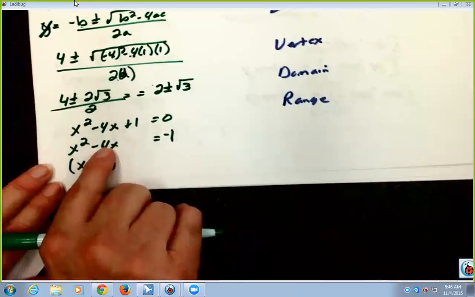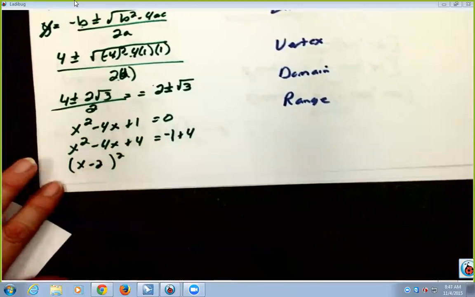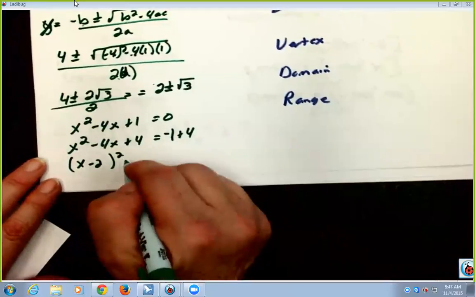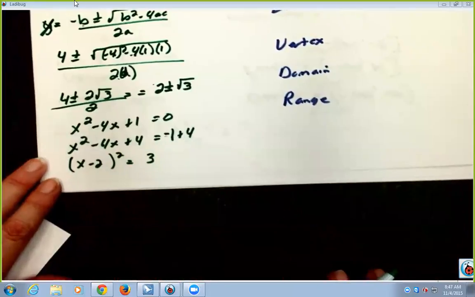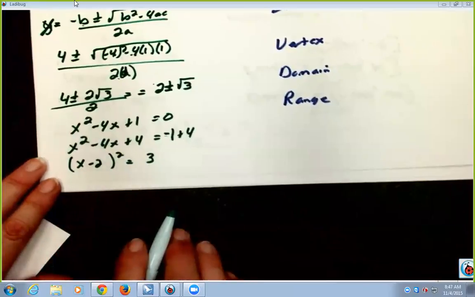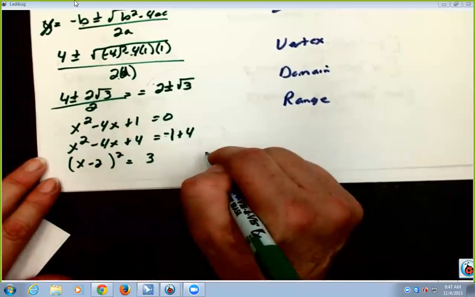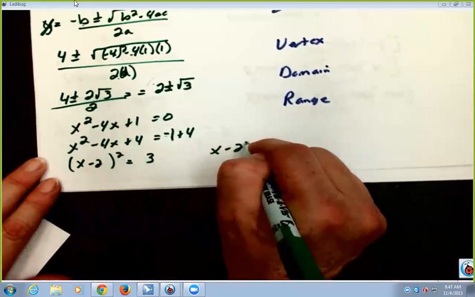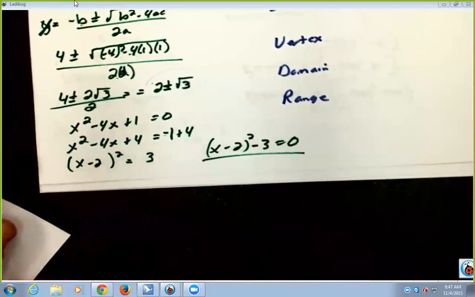half of 4. What's half of -4? -2. Squared it, added it to both sides. And what did we end up with? Well, we ended up with -1 plus 4, or 3. And instead of taking the square root of each side, I move the 3 back over. So I end up with x minus 2 squared minus 3 is equal to 0, and I have it in the correct format. Okay, so I stop one step before I take the square root of each side.